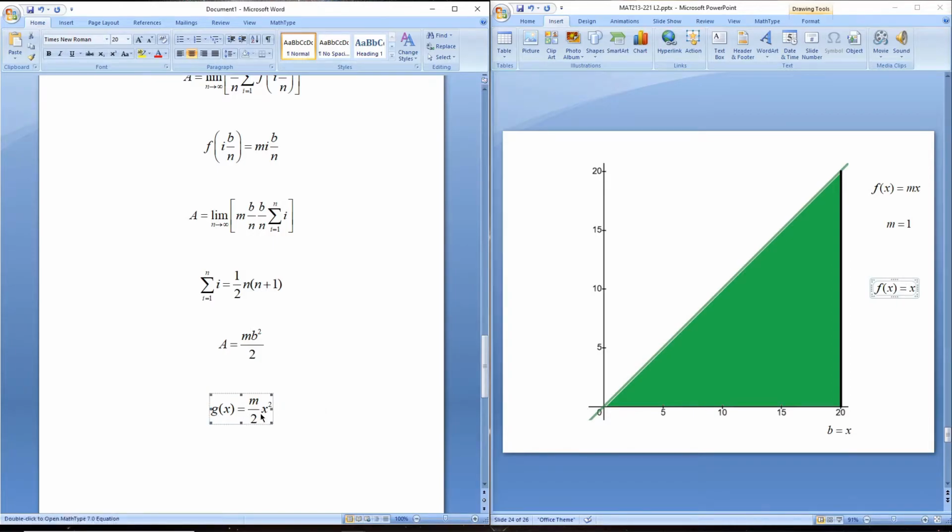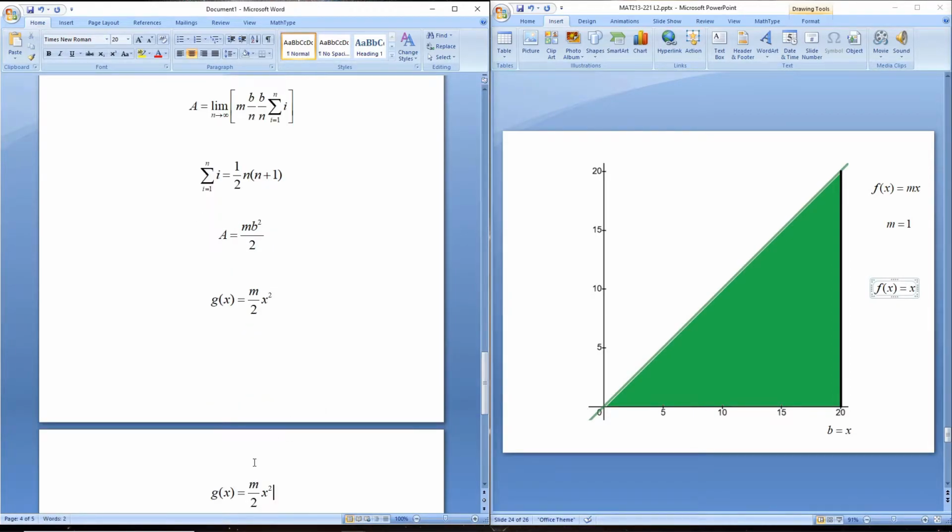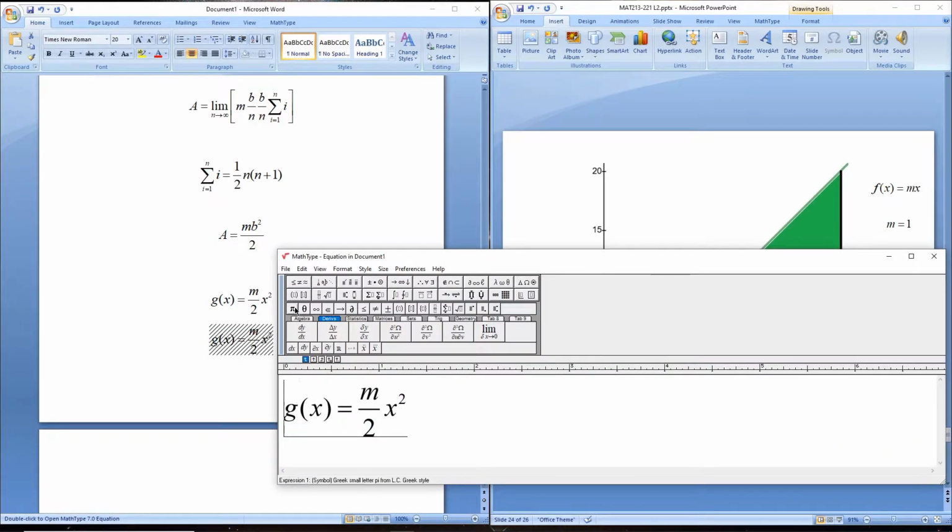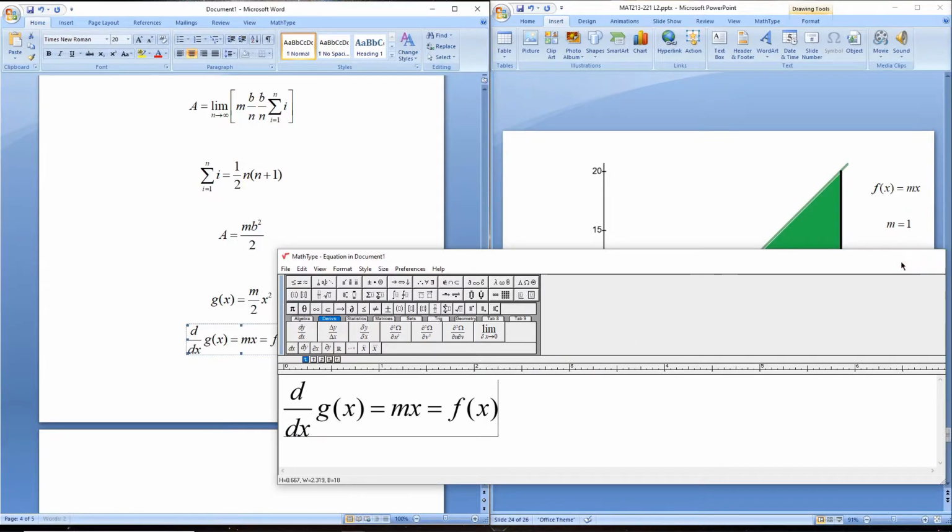And again, notice that if we take the derivative of both sides, so the derivative of x squared is 2x. These 2's will cancel, so you're just left then with mx. And again, notice mx is the original function that we started with.